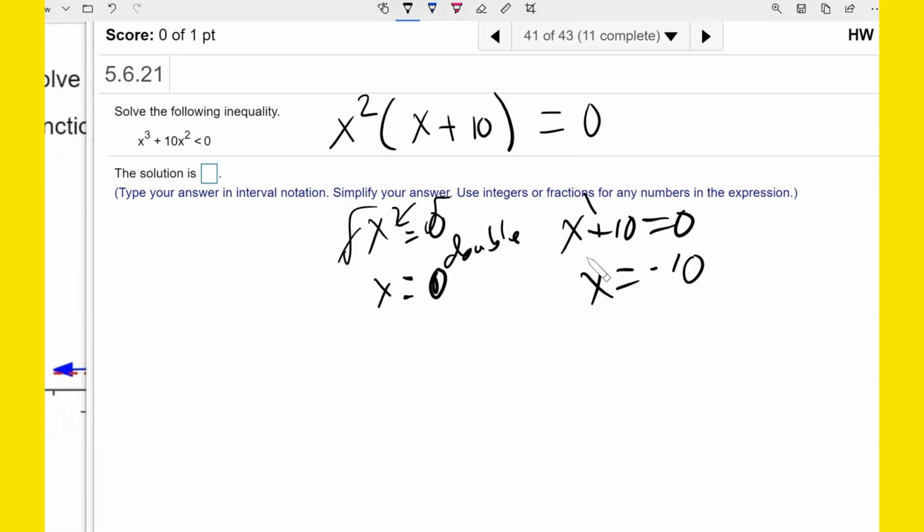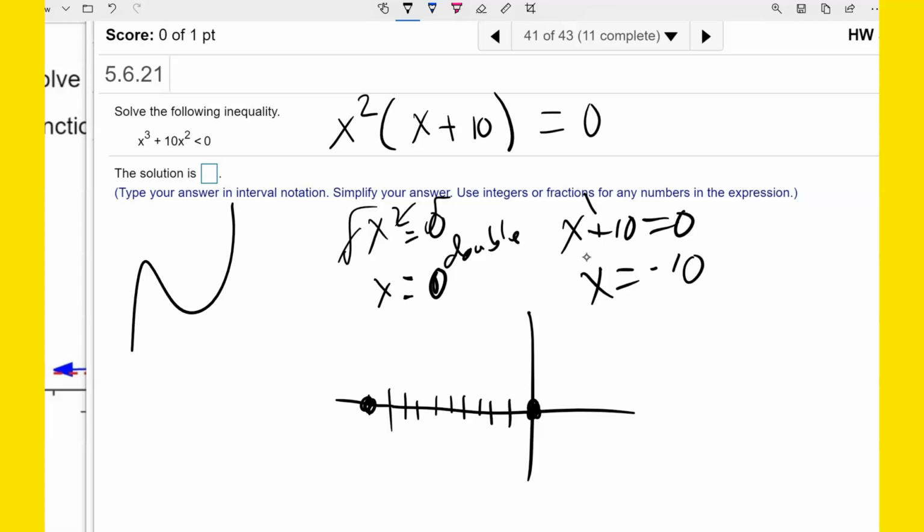So then I could graph my own graph. Negative 10 and 0, 0 being a double. I have an x cubed function. It's a positive leading coefficient, so my right arm is up. It's going to look something like that. I'm going to just touch at 0. I'm going to cross at negative 10. So it's going to look something like this. And if I graph it in the calculator, that's what you would get in the calculator as well.